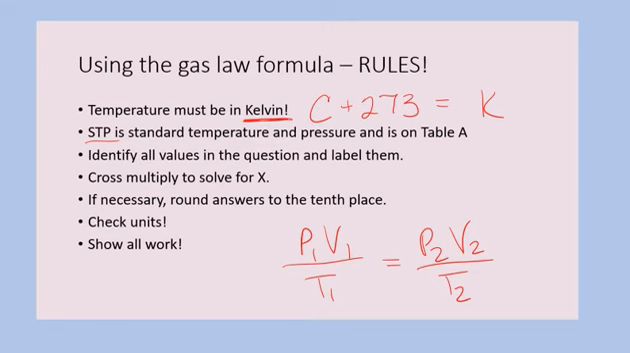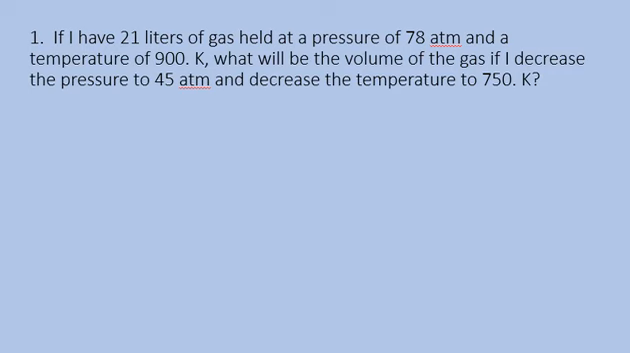I like everyone to be in the habit of identifying these values, P1, P2, all those things, in the question and labeling them right in the question. Cross multiply to solve for X. Whatever algebra math skills you have, bring it to the table and use that to solve. If it's not a whole number, which it very often is not, round your answers to the tenth place, check your units, and show all your work. So let's go ahead and get started here.